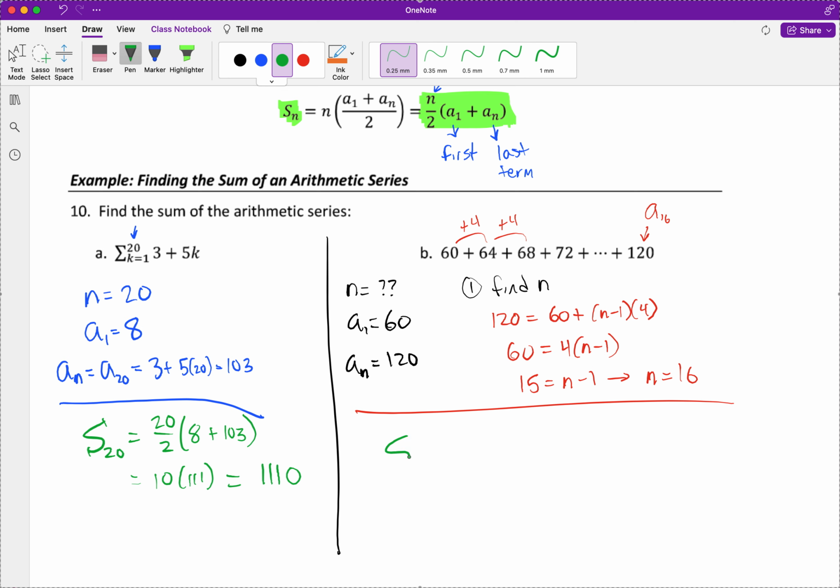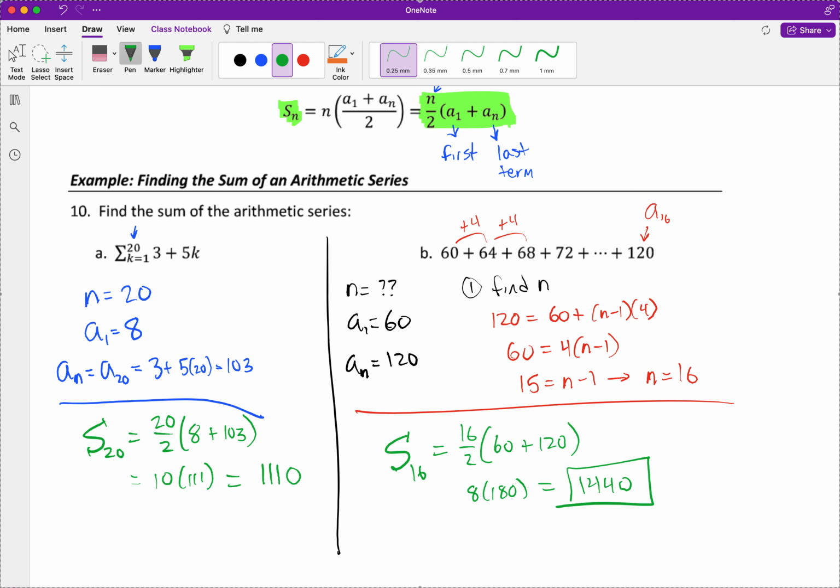So when I go to find the sum of the first 16 now, I'm just following that pattern that's up there, green highlighted. So I'm going to have 16 divided by 2. The first term was 60 and the last term was 120. All right, so I'm doing 16 over 2 times 60 plus 120. So that's going to be 8 times 180. And I used my calculator to figure out that that's going to be 1440.